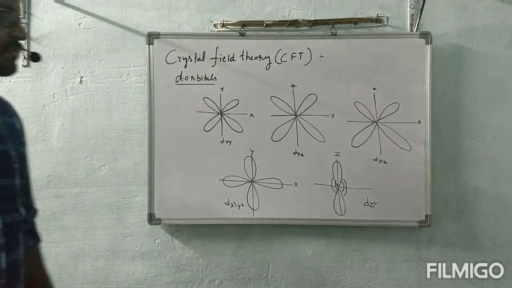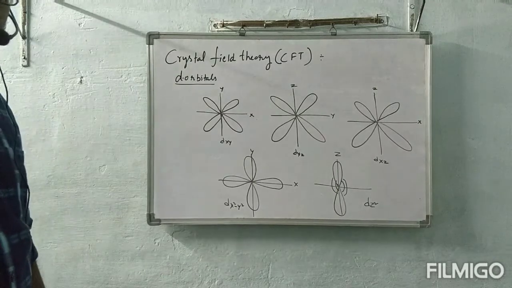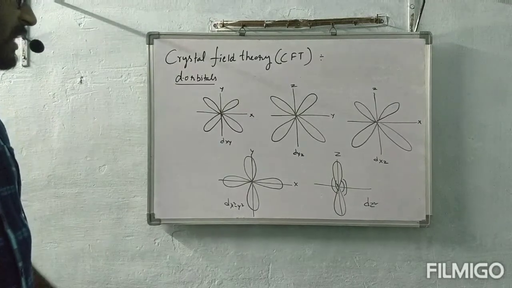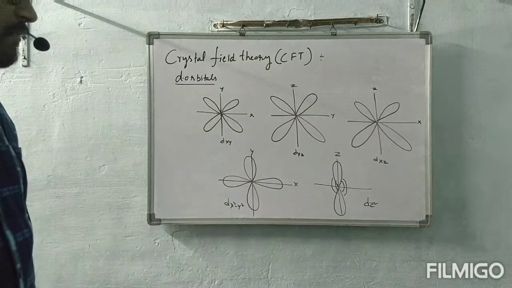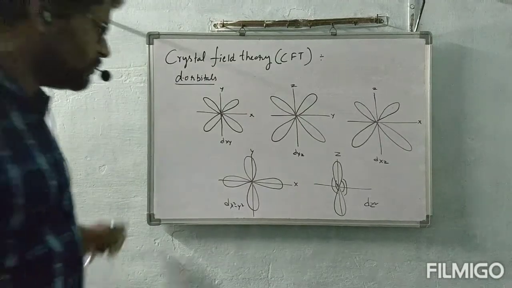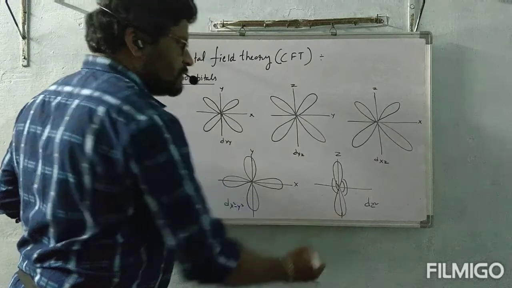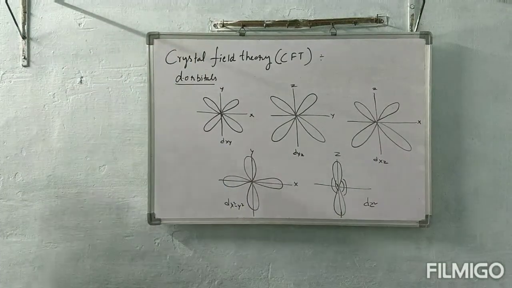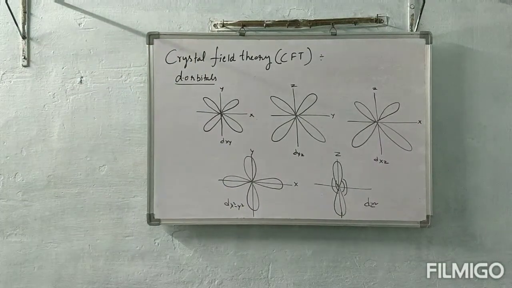In your notes also draw these 5 d orbitals, all of you. Why I am explaining these shapes and why I am saying to draw the diagrams in our notes, that you will understand. First note down in your notes: totally 5 d orbitals are there. Out of 5, dxy, dyz, dxz, fourth one dx square y square, dz square.